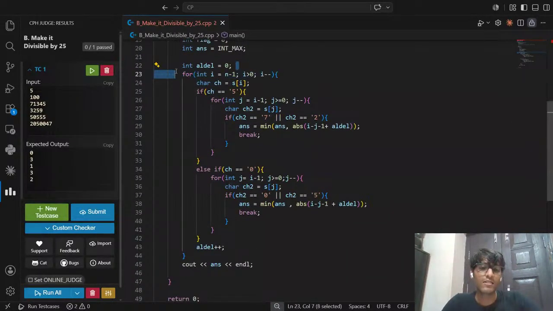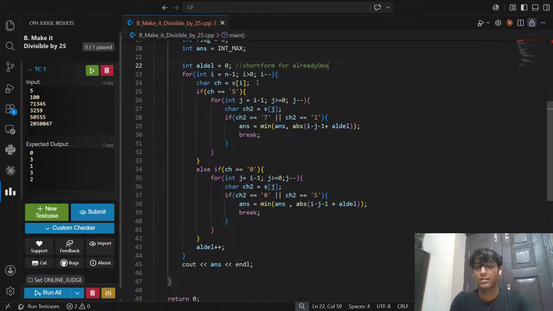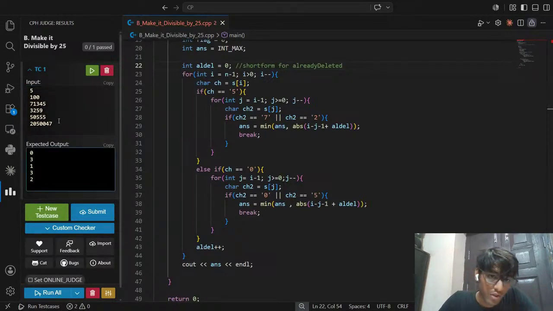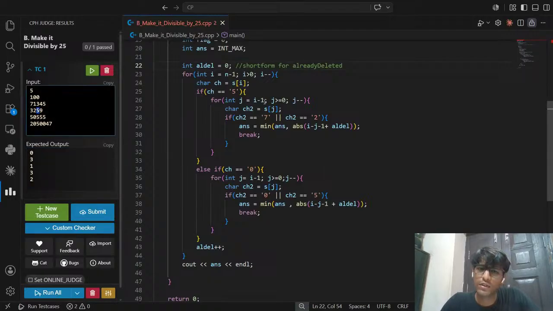And regarding ALDEL, it's a short form for already deleted, which means that if the ch was 9, it was not equal to 5 or 0, then rdel is plus plus, which means we have already deleted 5. There is no possible case in which 9 will be in a solution. And if ch is 5, we go inside. J minus 1 is 2, right? So i minus 1 is 2. So j also meets the criteria.